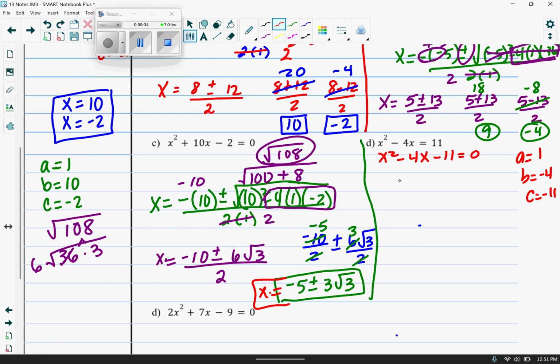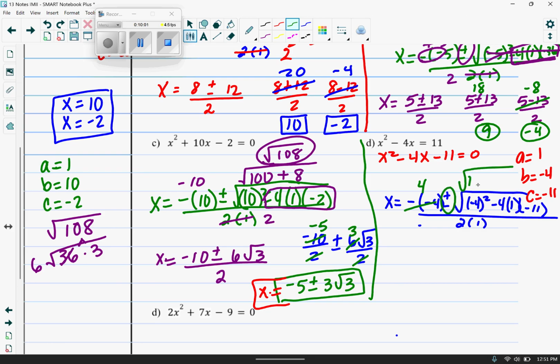X equals negative the B value, so negative negative 4, plus or minus the square root of B squared minus 4 times 1 times negative 11, all over 2 times 1. So as we simplify this, this becomes 4. We have plus or minus 4 squared is 16. Negative 4 times 1 times negative 11 would give me a positive 44. Add those together and you get 60.